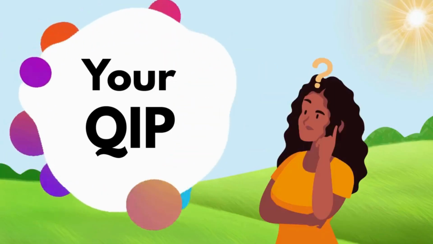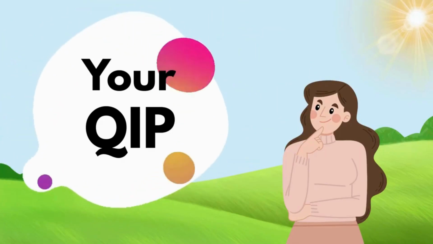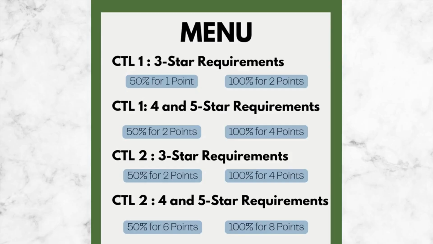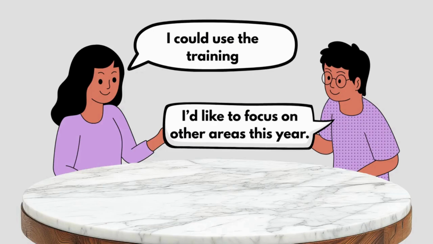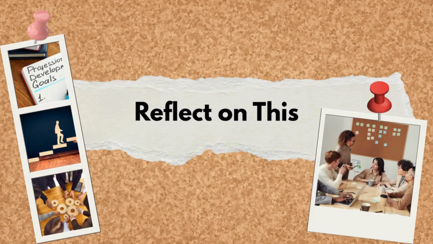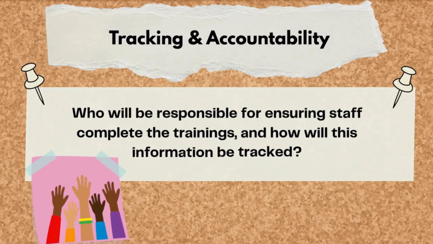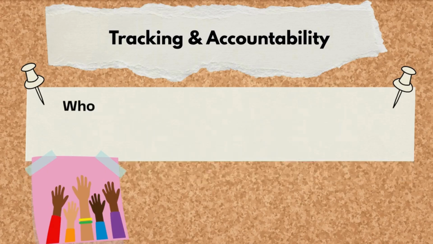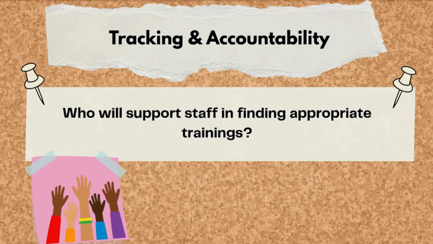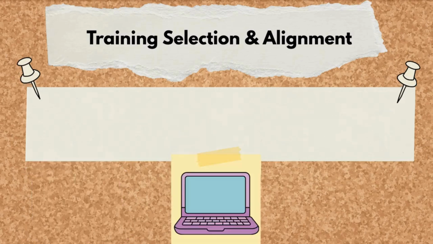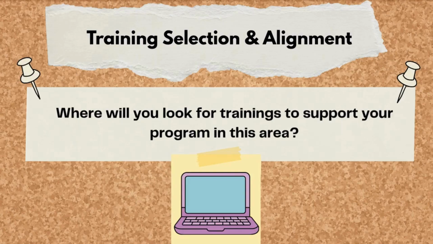Now, your QIP. The way you approach the standard will vary depending on which star level you're going for and what percentage of the administration and supervisors and educators can realistically go through this training by the time you plan to submit for rating. Ask yourself the following questions. Who will be responsible for ensuring staff complete the trainings, and how will this information be tracked? Who will support staff in finding appropriate trainings? Where will you look for trainings to support your program in this area?